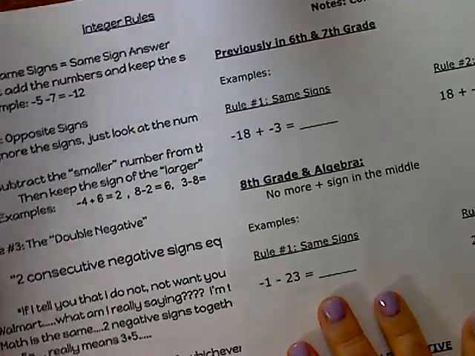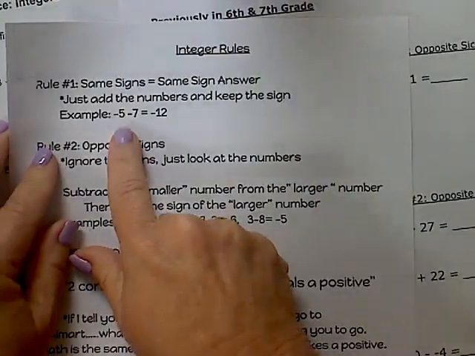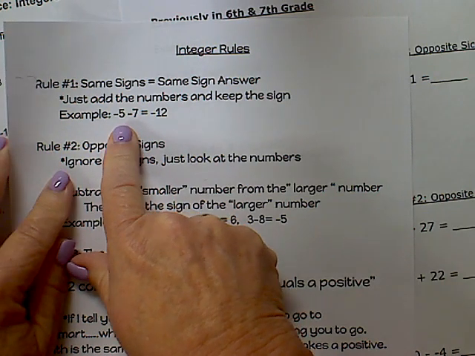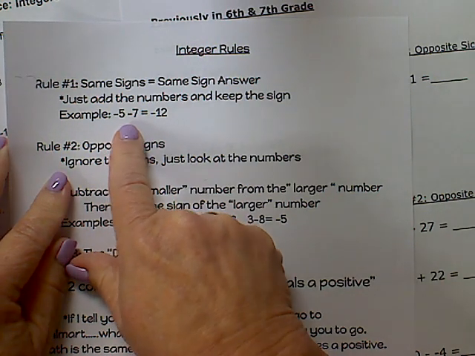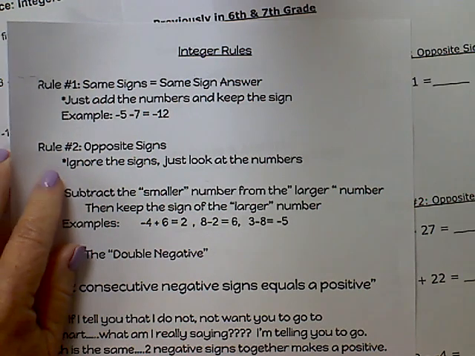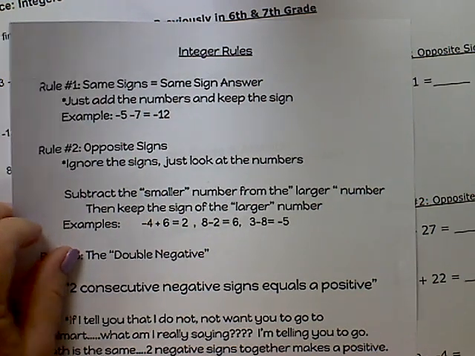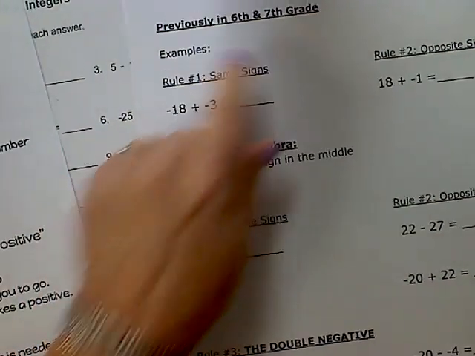So rule number 1 says same signs equal same sign answer. Just add the numbers and keep the sign. Example, -5 and -7 gives you -12. You just combine 5 and 7 and keep the sign. All right, so let's look at rule number 1.